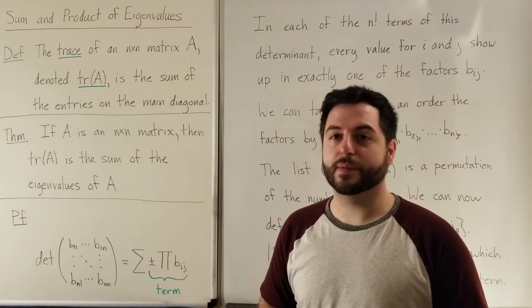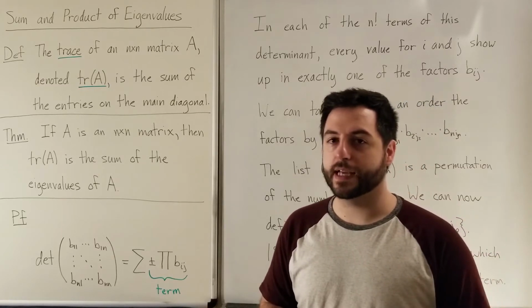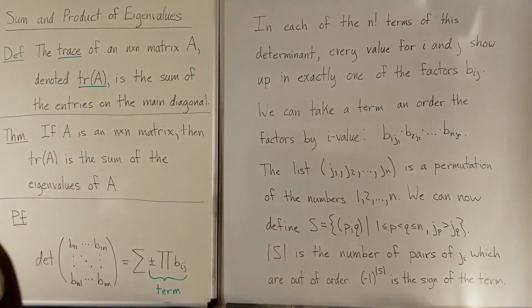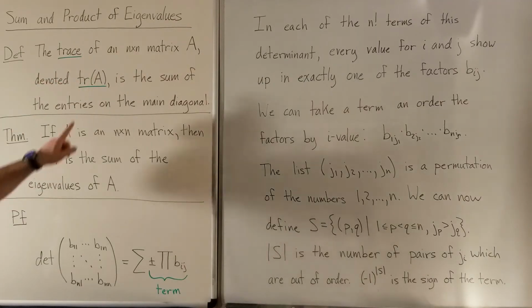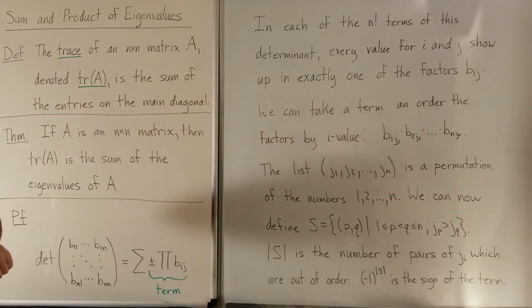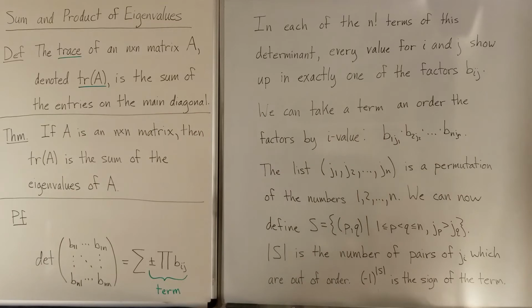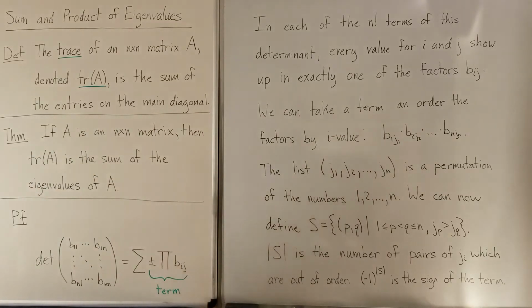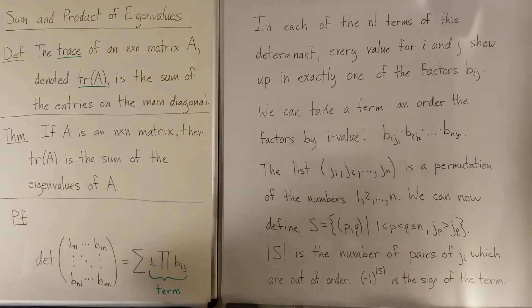Hi, in this video we're going to be talking about what happens when you take an n-by-n matrix and either add up all of its eigenvalues or multiply all the eigenvalues together. To start out, we have the definition of the trace of an n-by-n matrix. It's denoted tr(A), and it's the sum of all of the entries on the main diagonal. This theorem says that if you take the sum of all of the eigenvalues of A, you get exactly the trace.